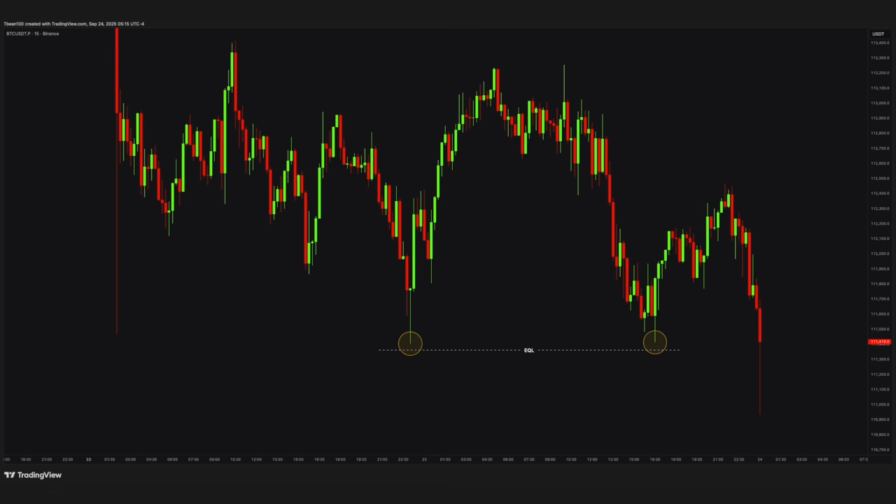Let's talk about that. First of all, notice this perfect equal lows. This is not an ordinary equal low. It looks almost hand-drawn. And it's actually combined with the PDL, the previous day low, as a target. It is funny that the price came here almost taking out the PDL, but it did not. Then it created the most perfect equal lows you can ever see in any chart.